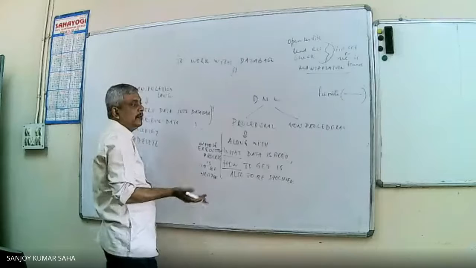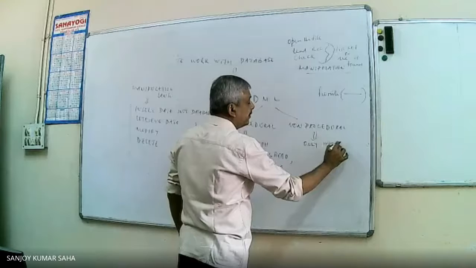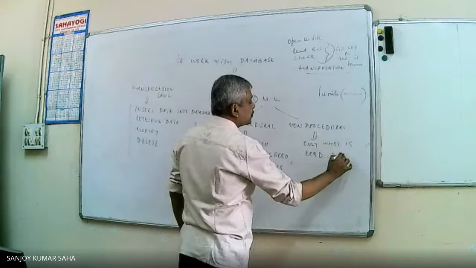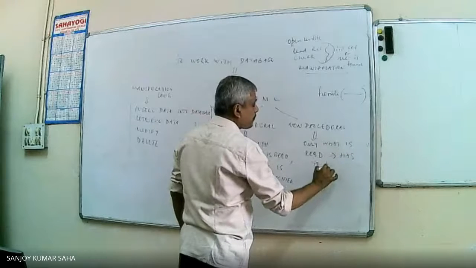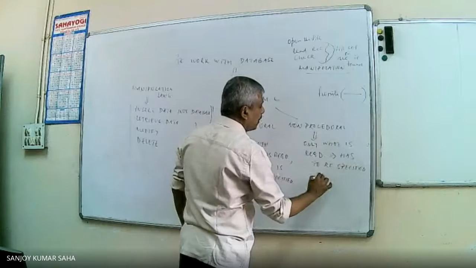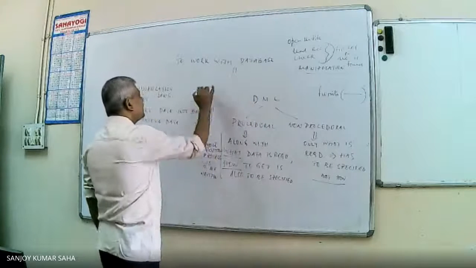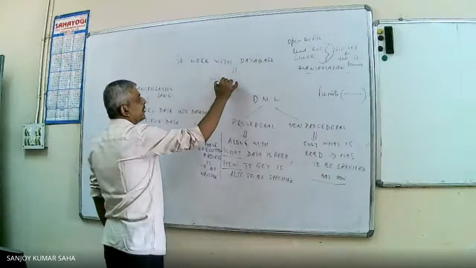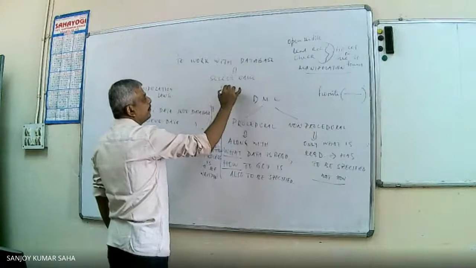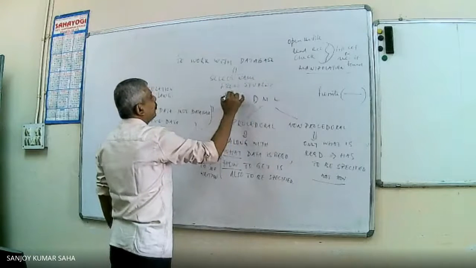If it is non-procedural, only what is required has to be specified. Not how. We'll see that SQL provides, suppose from the student database, I want to find out the name of a particular student. Select name from student where roll equals to this.